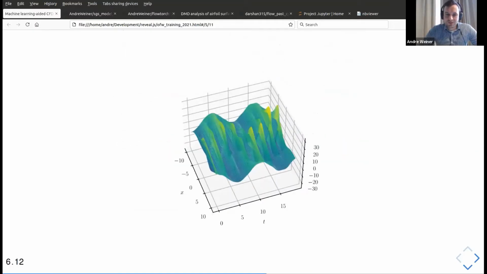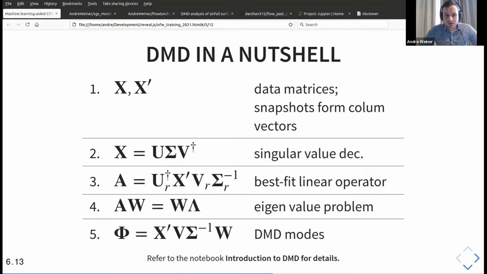Now, because this is a simple one-dimensional example, we can basically roll the temporal evolution out and get such a surface plot, for example, right? All right, here's how DMD works in a nutshell. Don't worry too much if you cannot really follow along here. There's an introductory notebook in the documentation that gives you some more background and some references to start learning about the DMD.